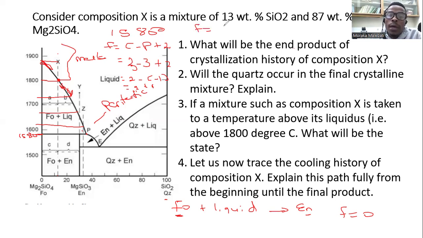Now, okay, C minus P plus 2, because the components of this diagram are phosphorite, enstatite, and quartz. I'm sorry, it's 3 minus how many phases do we have over here? We've got phosphorite, liquid, and enstatite. We've got 3, and then plus 2. Okay, and then 3 minus 3.